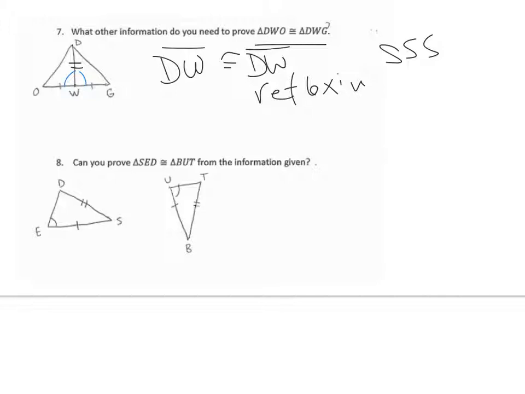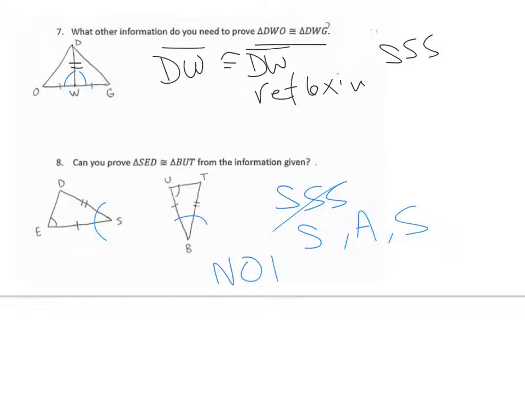And the last one, can you prove that triangle SED is congruent to BUT? I don't have side, side, side, so I can't do that. And I do see that I have a side and an angle and a side, but the angle is not in between the two sides. See how the angle is not in between the two sides? If it was in between, it'd have to be right here, and it's not. So we can't. There's nothing that can be proven.